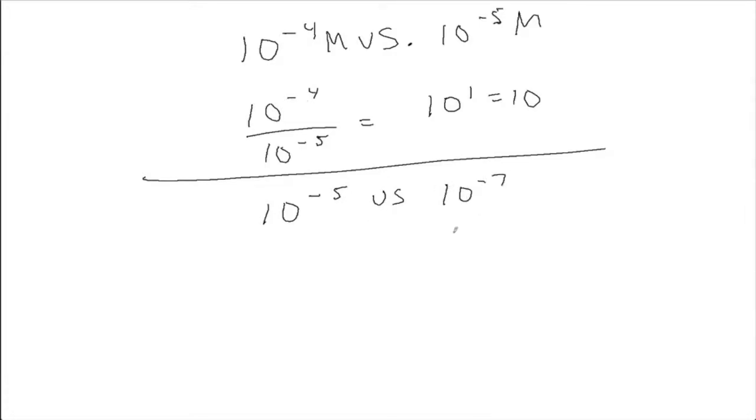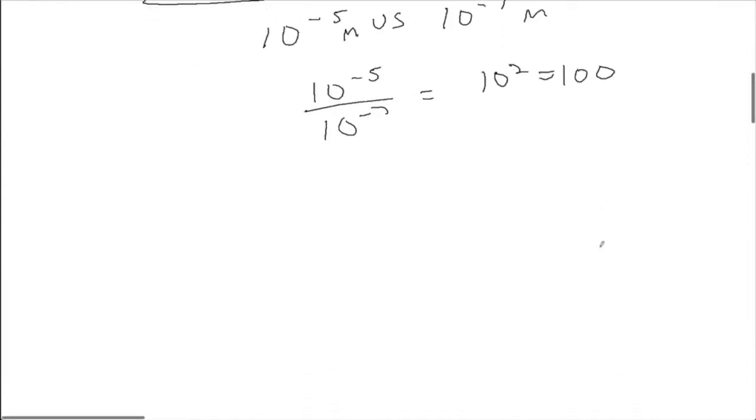So how would you compare these? That'd be 100 times more acidic. Good, but let's make sure we understand the method. What's the method for comparing them? So you would put 10 to the negative 5 over 10 to the negative 7. You would get 10 squared. And that's 100. Okay.